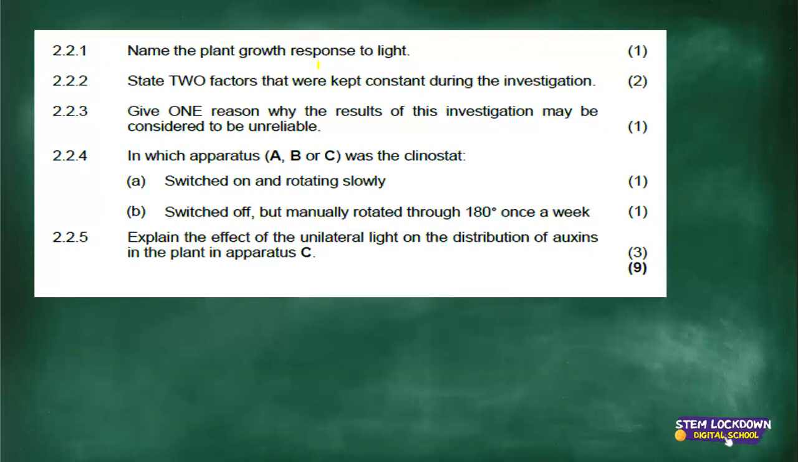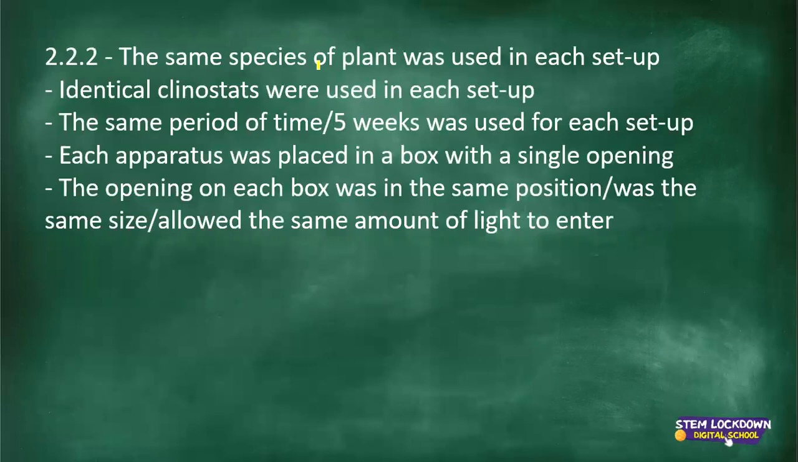So 2.2.1 now, based on that setup, that experiment, name the plant growth response to light. It is phototropism. That is plant growth that is responding to light. And then 2.2.2, state 2 factors that were kept constant during this investigation. The factors that were kept constant were what?